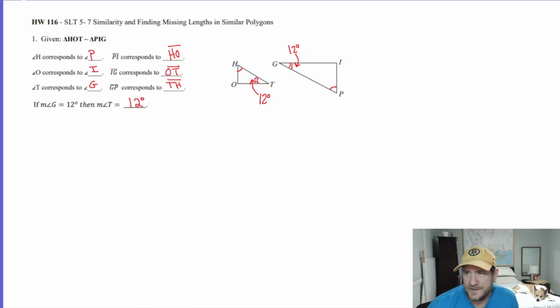Now that would be a slightly tougher question if I told you that HT was 26 inches or whatever, and then I asked you how long is GP. It sure as heck is not 26, because remember, triangles that are similar don't have the same size. They just have the same shape. So you should expect side GP to be pretty much anything but 26.